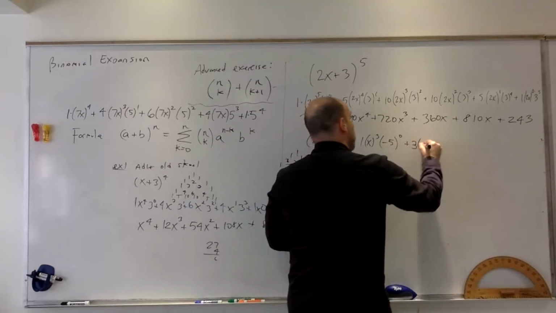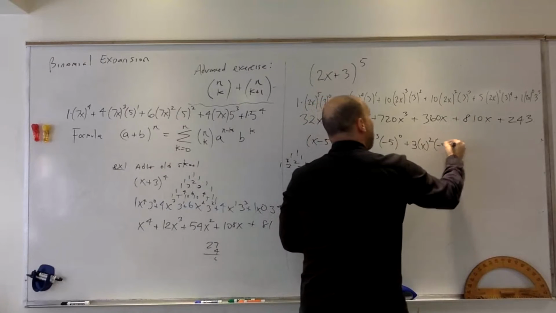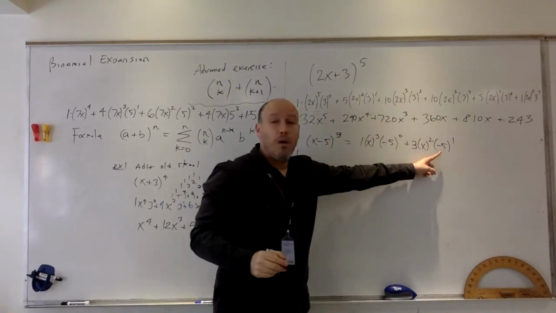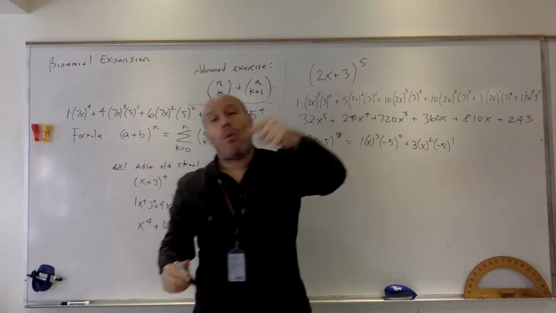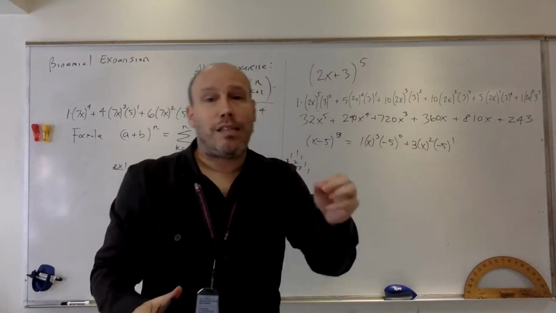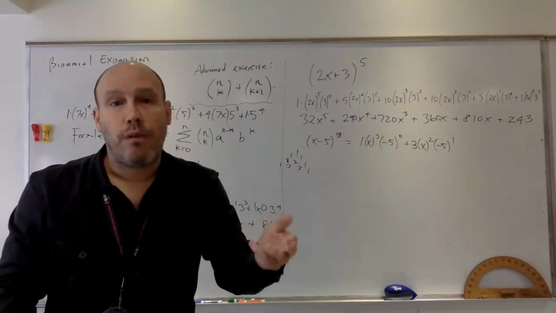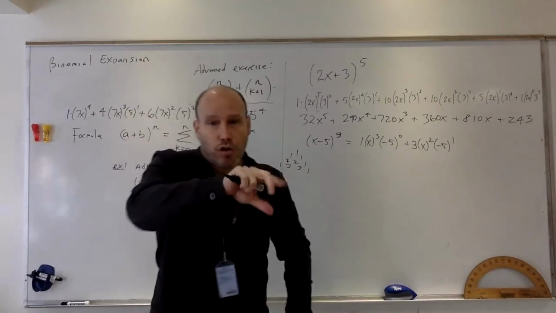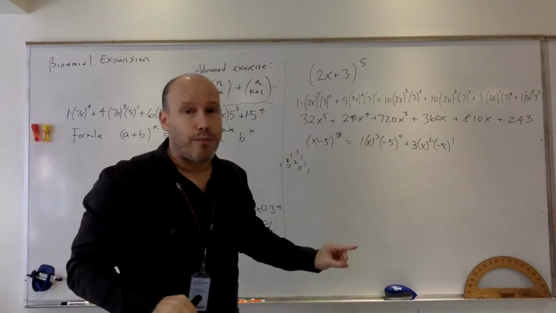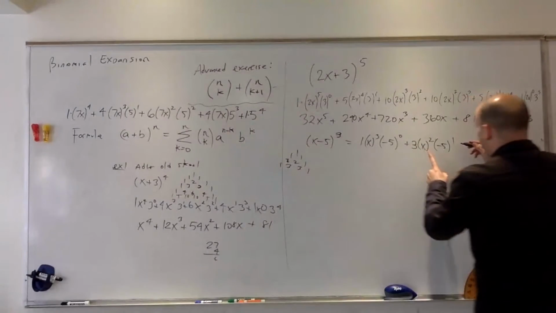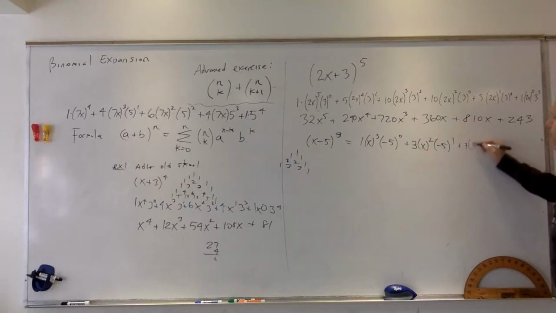Next, 3, x squared, negative 5 to the 1st. So we're fluctuating: positive, negative, positive, negative. If you think about it, this comes back to the series and sequences unit that we just finished. When there's fluctuating terms in the sequence, this is where that comes from. What's going on next term?